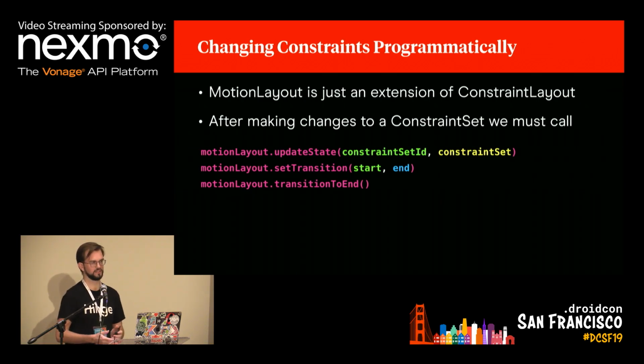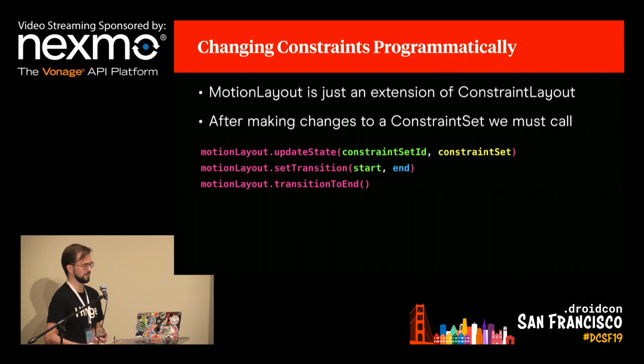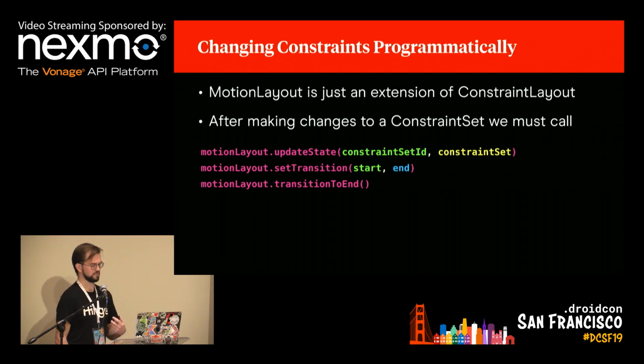Changing constraints programmatically. This is the fun part where we go into Kotlin a little bit. Because MotionLayout is just an extension of ConstraintLayout, and MotionLayout kind of started because a lot of people were using ConstraintLayout to do weird, fun animations. There's a similar API for being able to programmatically change a constraint set. And what you do is you just say update state, set the transition, which will also internally reset the progress of that, and then you can programmatically kick off a transition to end.